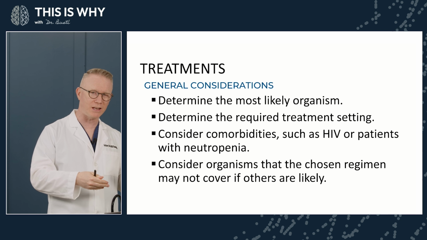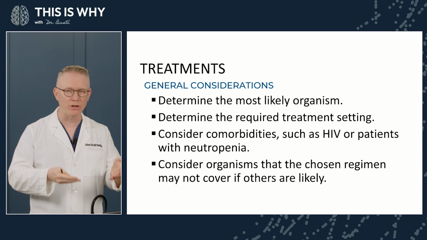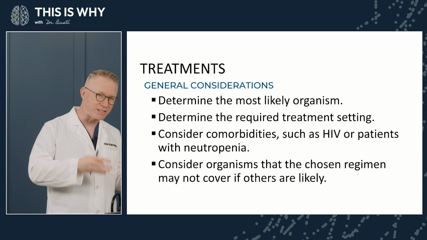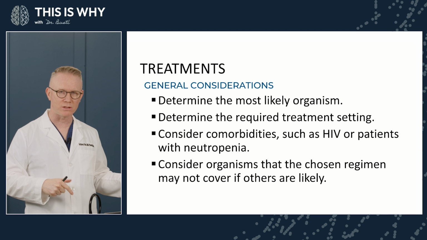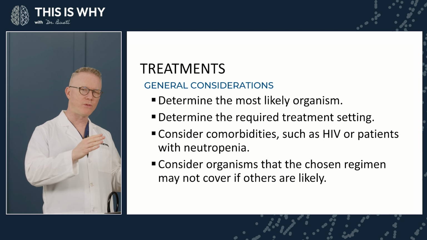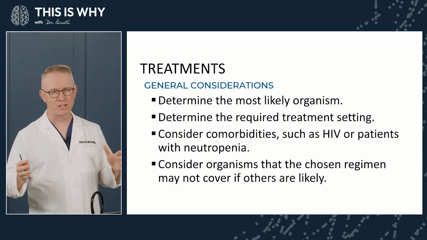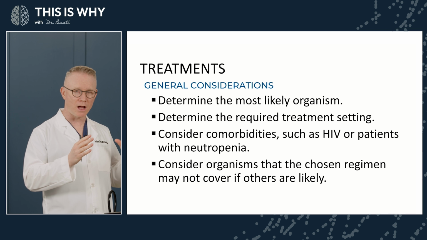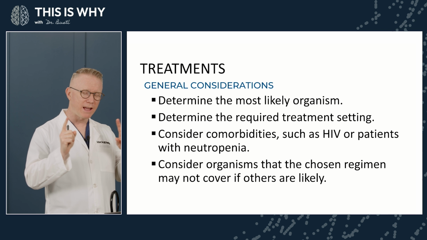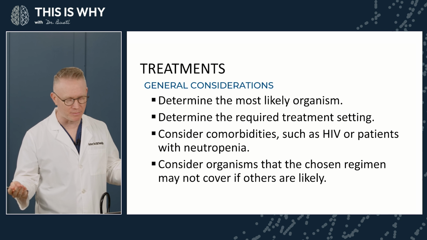We need to make sure that the treatments we use in the empiric therapies are bactericidal in nature. They don't rely on a functioning immune system. Bacteriostatic drugs require a functioning immune system. So what we choose empirically should fall into bactericidal options, right? And then, of course, consider organisms that the chosen regimens may not cover, especially if the patient gets admitted and they start to get worse. We are obviously potentially missing something.